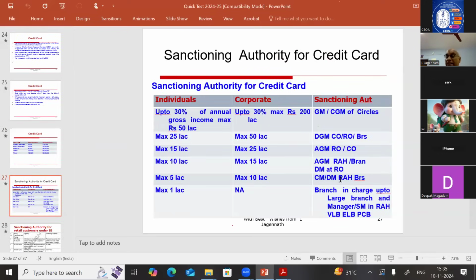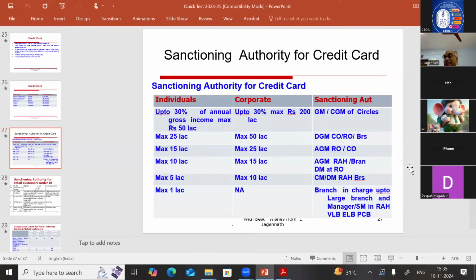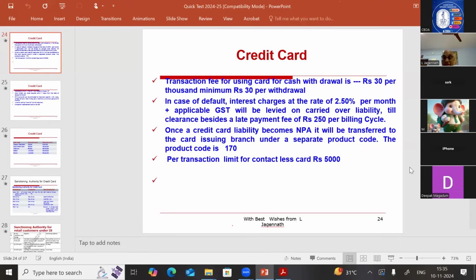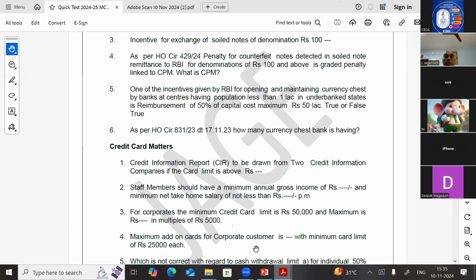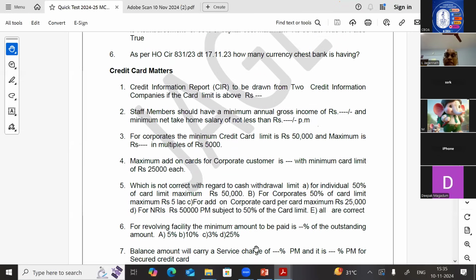Then who is the sanctioning authority for the credit card? If it is individual, up to 30% of the annual gross income, maximum 50 lakhs. Up to 30% of the annual income, maximum 25 lakhs. Like that it is there. For corporate, up to this, then who is the sanctioning authority? That is also there. Quickly, let us see the questions. I'll go to the PDF. I have taken a little time because frequent questions are being asked over there.